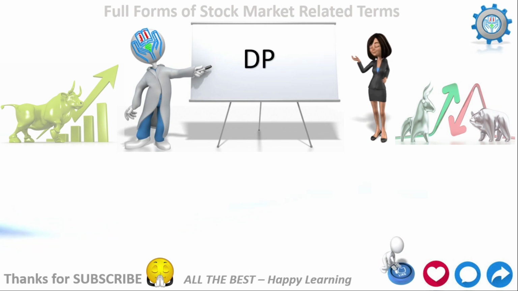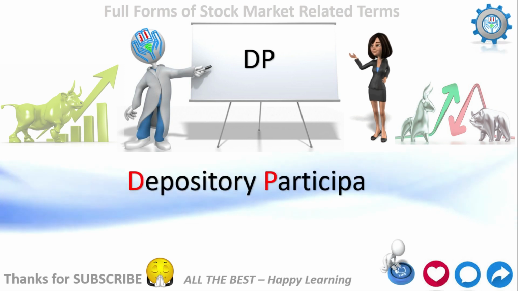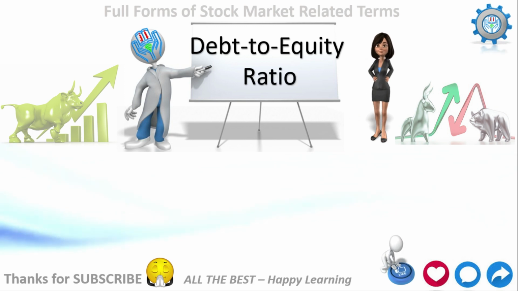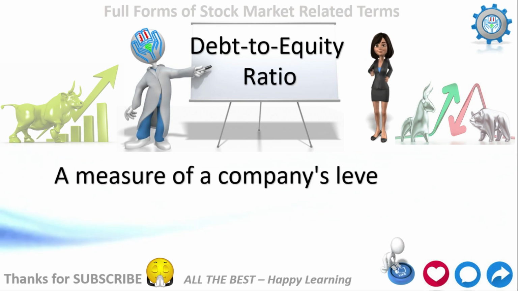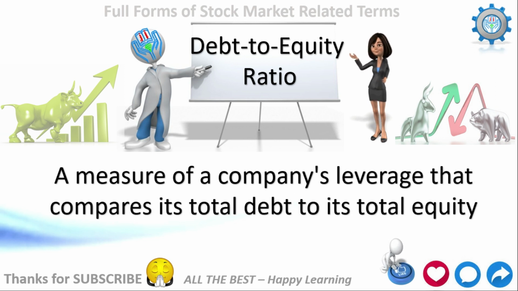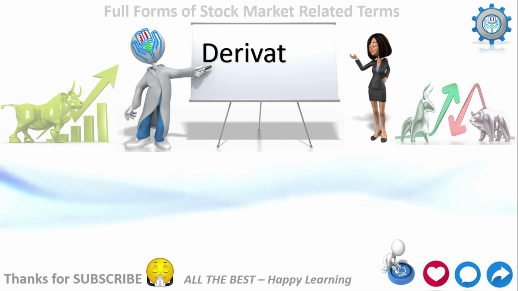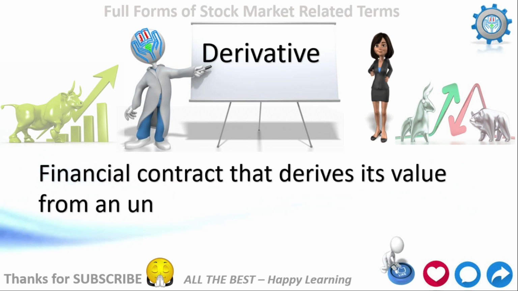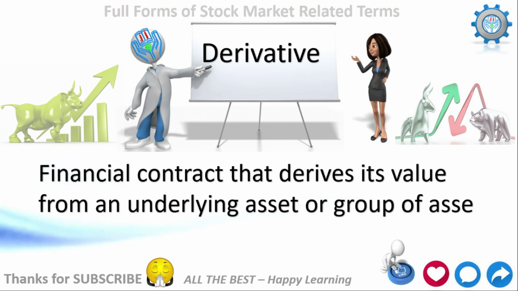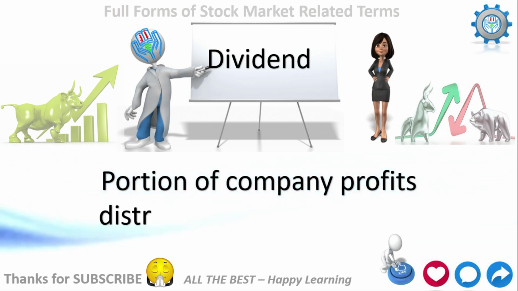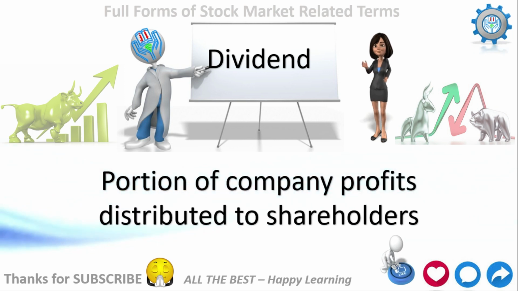DP, Depository Participant. Debt to equity ratio, a measure of a company's leverage that compares its total debt to its total equity. Derivative, a financial contract that derives its value from an underlying asset or group of assets. Dividend, portion of company profits distributed to shareholders.